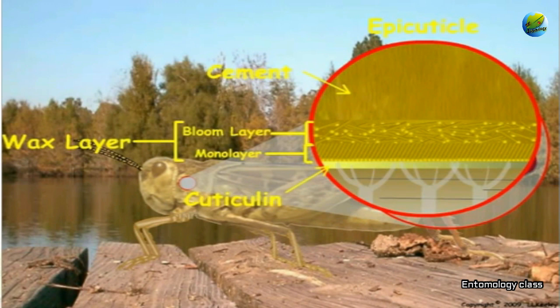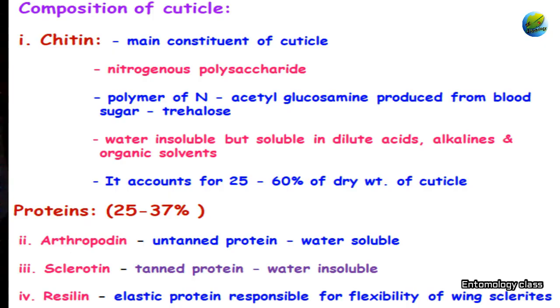It is a lipoprotein layer. Now let us see the composition of the cuticles. When we see the cuticle, it consists of two things, that is chitin and the other proteins. Chitin is the main constituent of the cuticle, and it is a nitrogenous polysaccharide, which is called the polymer of N-acetyl glucosamine, which is produced from the insect blood sugar, which is called trehalose. Trehalose typically is made up of two glucose molecules.